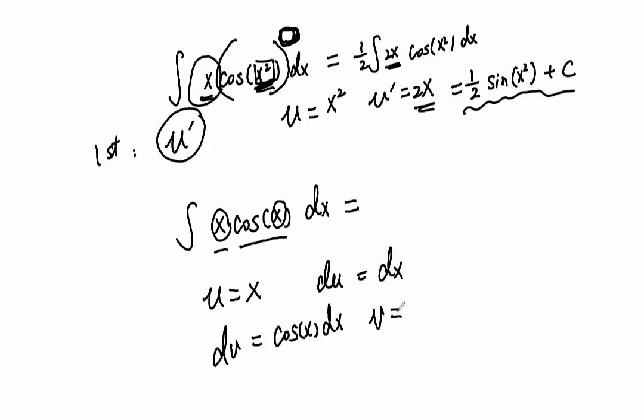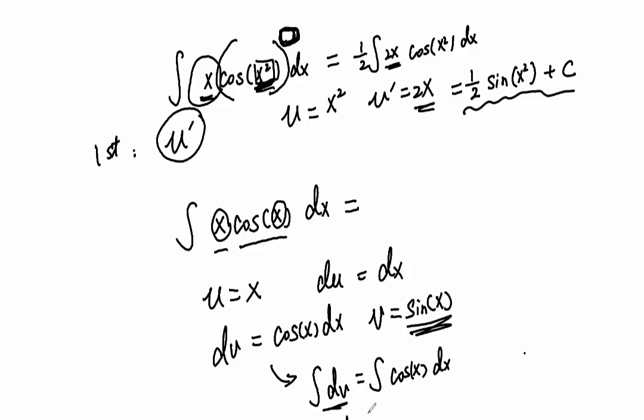What is cosine x after integration? Negative sine x? Wait, did I say negative? No, it should be positive sine x. I basically jumped one step here because what I did is integration on both sides. The variable on the left side is v, and the right side is sine x. So v is sine x.